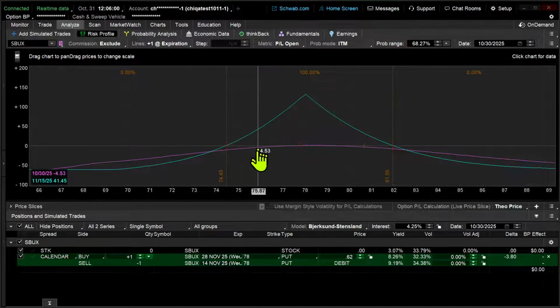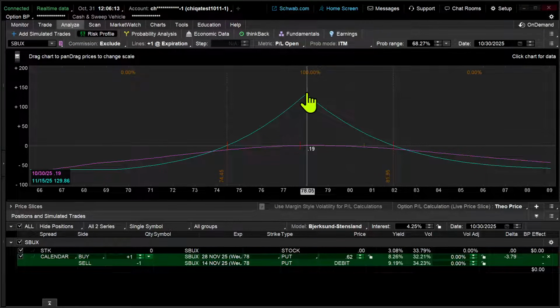So if we move our cursor around, we kind of get a sense of where that max theoretical gain is. We can see that blue line, that is maximum gain at expiration. So that's the only time we know absolutely what this trade is going to be worth, because that's when all that extrinsic value is gone. That is at expiration on the 14th of November, the short strike. So in order to get maximum theoretical gain on the trade, the price of the stock has to be right at that short strike at expiration. So that's not a very probable scenario.